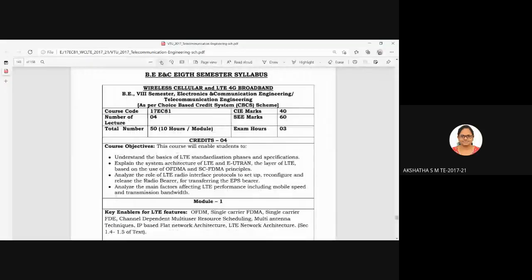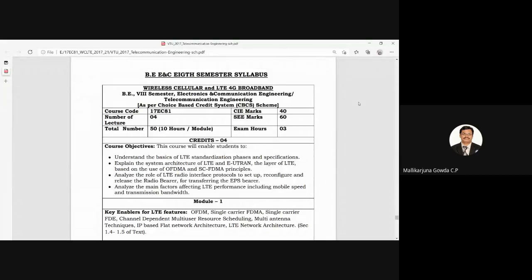So I am sharing the syllabus of your subject, that is wireless cellular and LTE 4G broadband. Okay. Hope you are able to see now. Yes, sir.